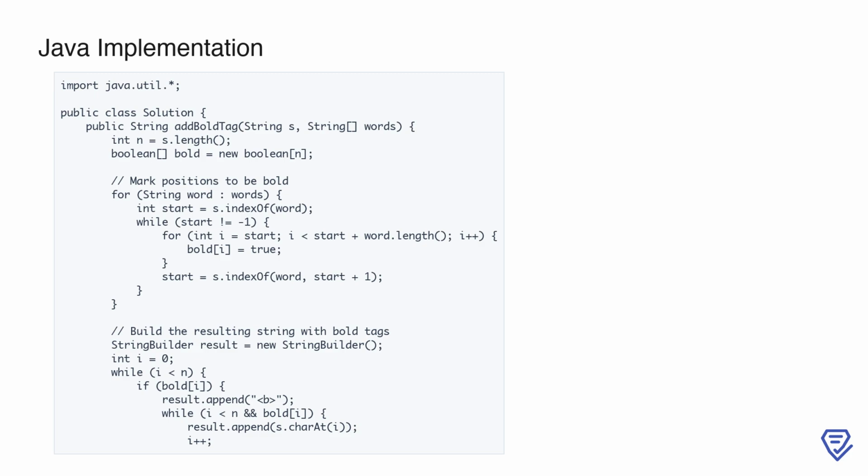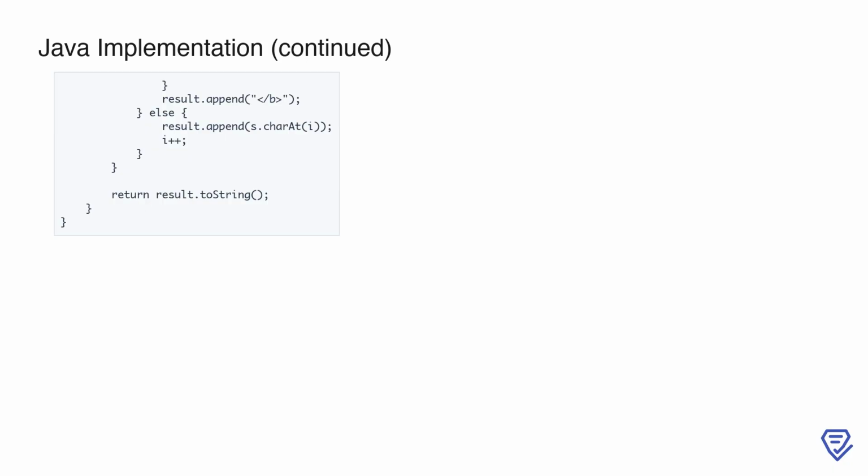We continue searching for additional occurrences of the word by updating the start index and repeating the process until no more matches are found. This ensures that all instances of the word are accounted for, even if they overlap. Now that we have marked the positions to be bolded, we move on to constructing the resulting string with the bold tags. We use a string builder to efficiently build the output.